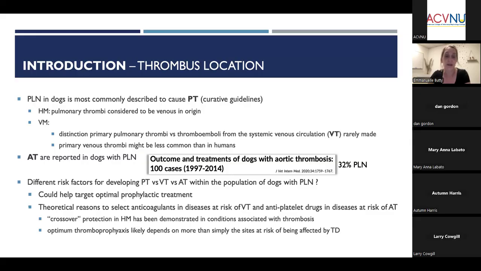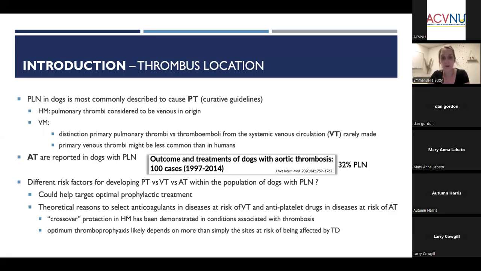And so for the author, they had this question of, is there any different risk factor for developing a pulmonary thromboembolism or a venous or arterial thrombotic disease within this population of dogs with PLN? And if we are able to answer this question, we could potentially help target an optimal prophylactic treatment.